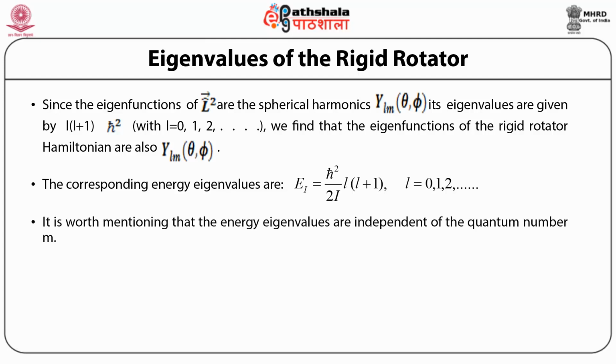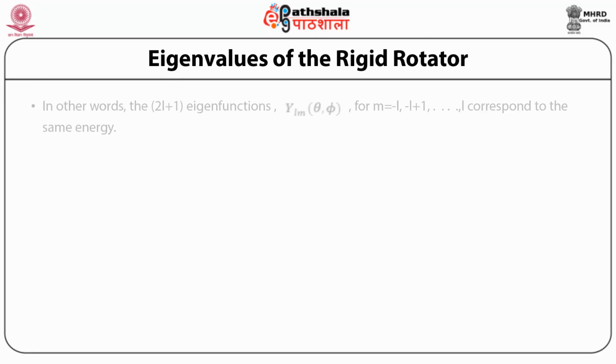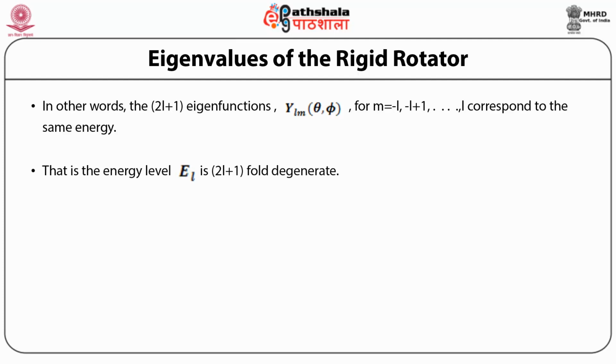It is worth mentioning that the energy eigenvalues are independent of the quantum number m. In other words, the 2l plus 1 eigenfunctions given by Ylm of theta phi for m taking up the values ranging from minus l to plus l correspond to the same energy. That is, the energy level El is 2l plus 1 fold degenerate.